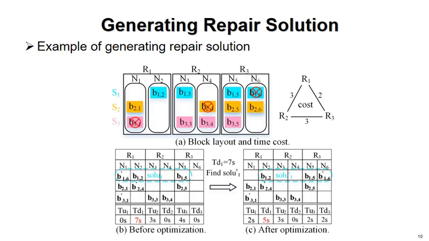We elaborate the design via an example. Consider the repair for three failed strides S1, S2, and S3 in the figure. The cluster deployed with RS(2,2) has 3 racks and 6 nodes. Figure A shows the block layout and the time cost between racks. Suppose the blocks B16, B24, B31 are failed.